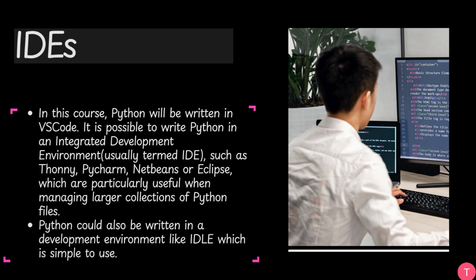However, it is possible to write Python in another IDE, short for Integrated Development Environment, but people just call it IDE. You can write it in much more advanced ones like Spyder, PyCharm, NetBeans, or Eclipse. And these ones are particularly useful when managing larger collections of Python files. So basically, an IDE is a platform through which you can use Python. Python can also be written in a simple IDE like IDLE, which is very simple to use.